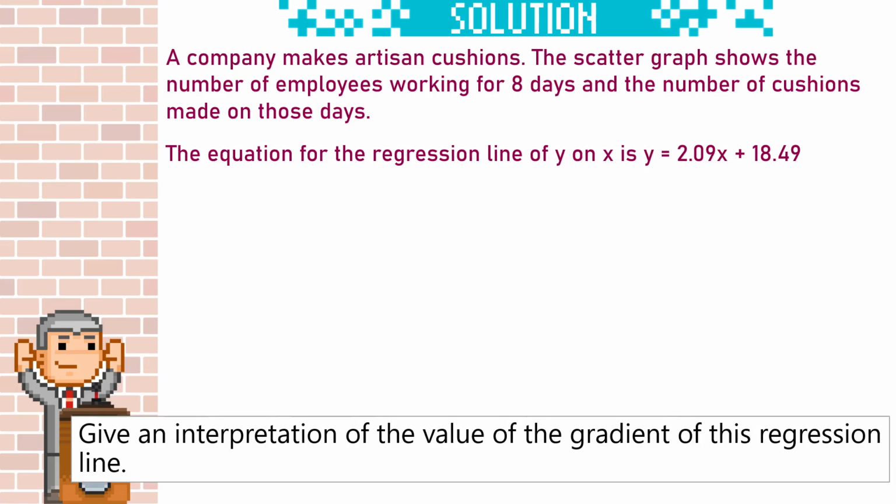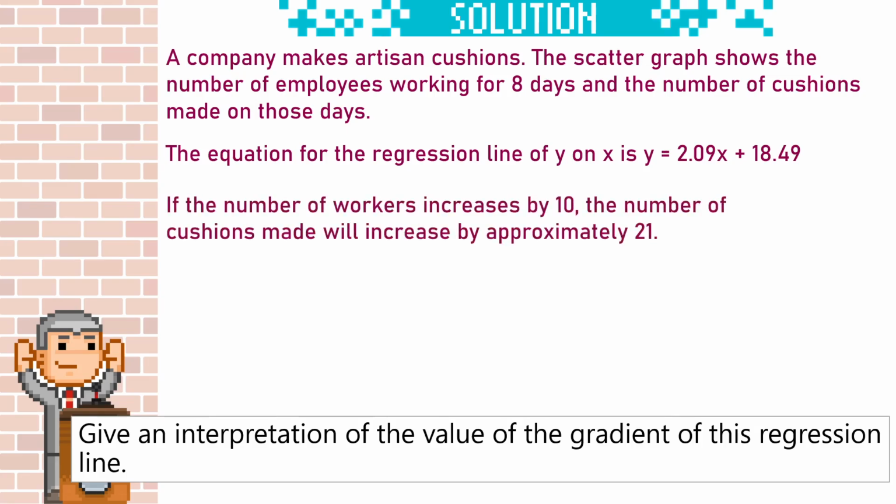The gradient is the coefficient of the x. This will be 2.09 or approximately 2.1. This will mean that for each person we add, we get 2.1 more cushions produced. It might be easier to say that for each 10 people we add, we get 21 more cushions.